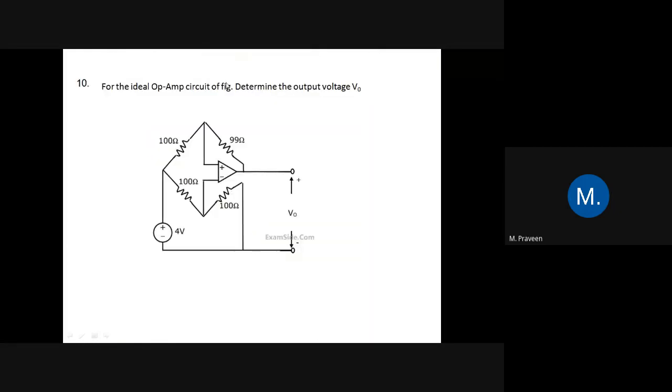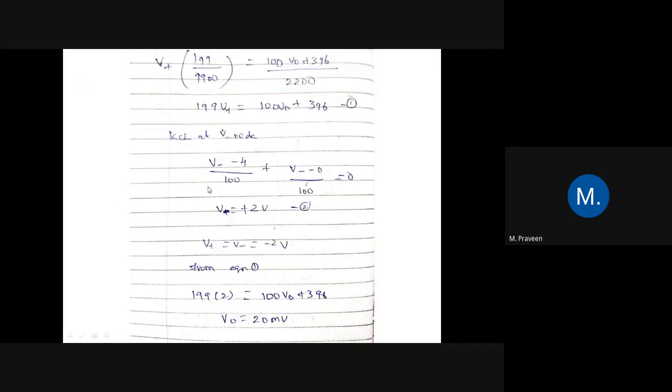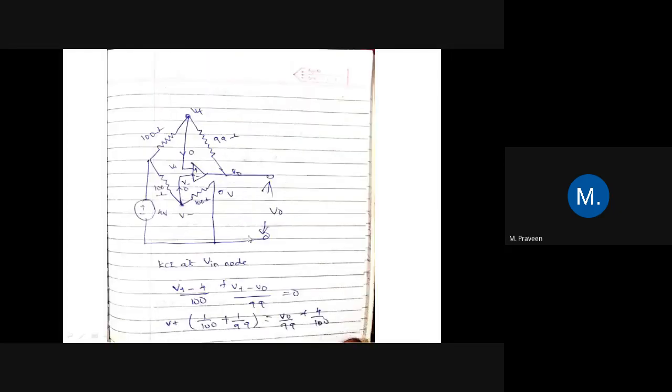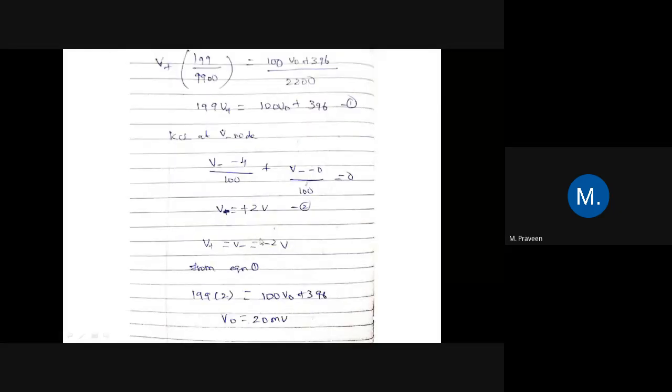So here the circuit is an ideal op-amp. Ideal op-amp means V plus and V minus both are going to be the same value. So now we got V minus value as plus 2 volt. Therefore, V plus is also going to be the same. If you substitute the value of V plus in this equation, you'll be getting the V naught value. So V naught value was 20 millivolt.